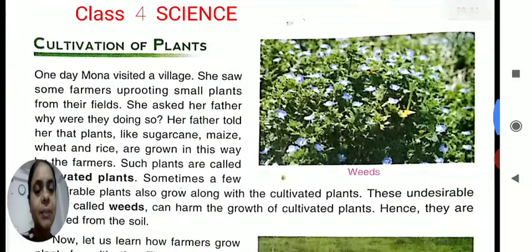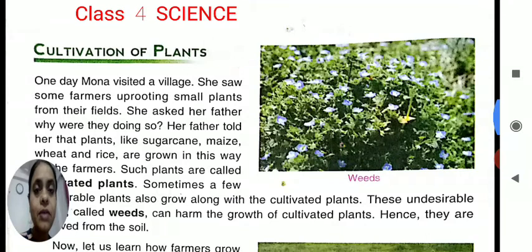Now in this chapter, the next thing we are going to learn today is about the cultivation of plants. Children, do you know how the cultivation of plants happens? So here we will see how the cultivation of plants goes on. Here a story of Mona is given in a short form.